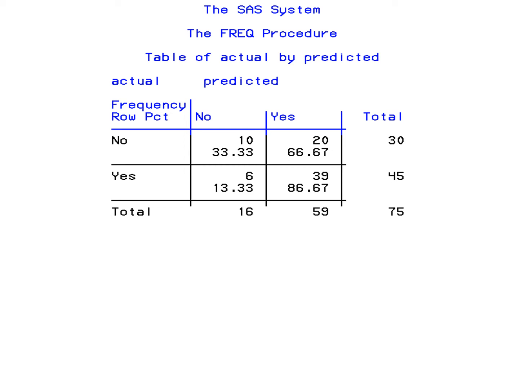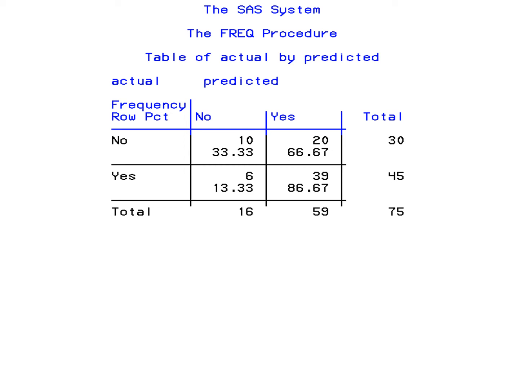Also, looking at that upper row, that no row, those are people that did not have the disease. So the people that did not have the disease, there's 30 of them. We predicted 10 out of that 30 would not. So, not quite as good. We have a 33% success rate there.